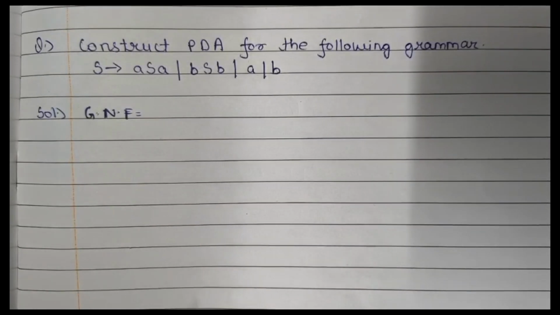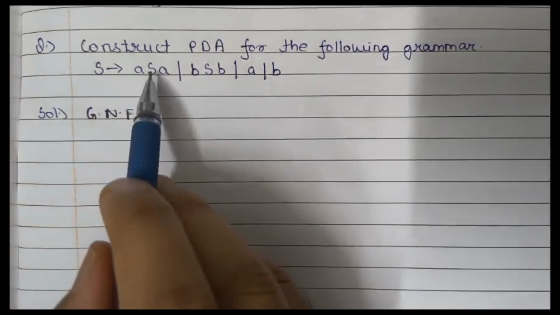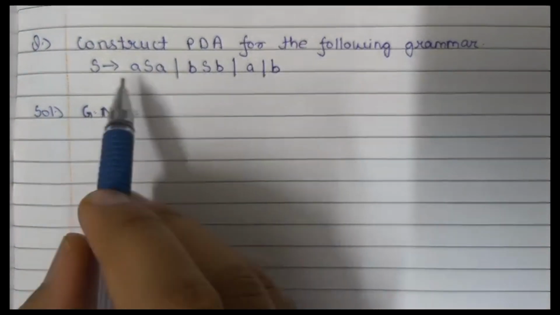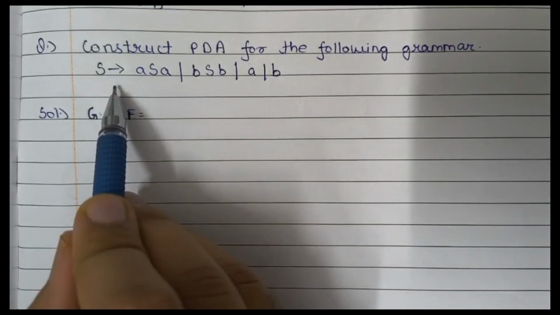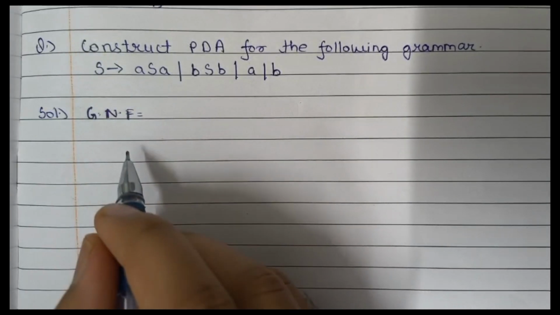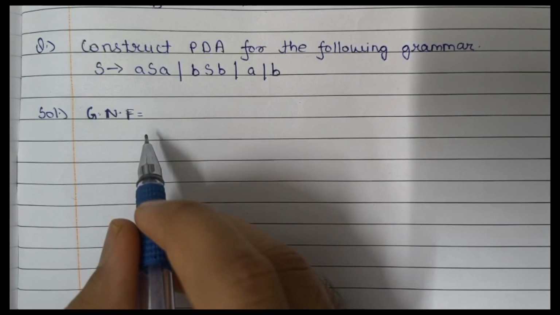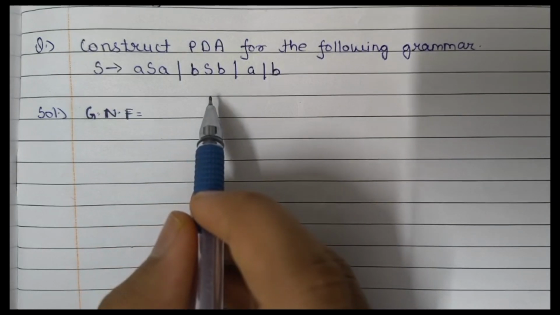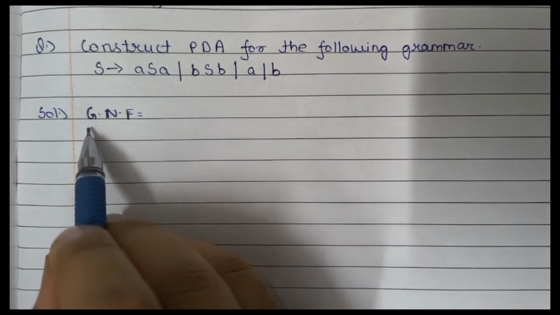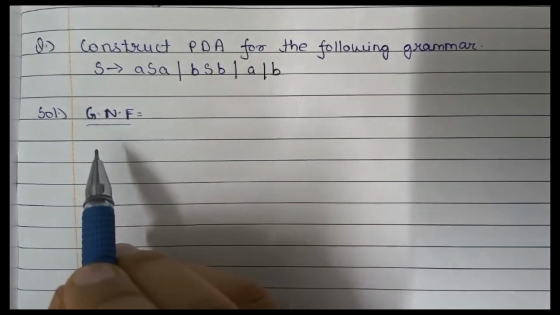Hello friends, today we are going to discuss a question on PDA, push down automata. So the question says construct a PDA for the following grammar and we are given with the rules for the context free grammar. So first of all we have to understand if the given grammar is in GNF or not. GNF is Greibach normal form.